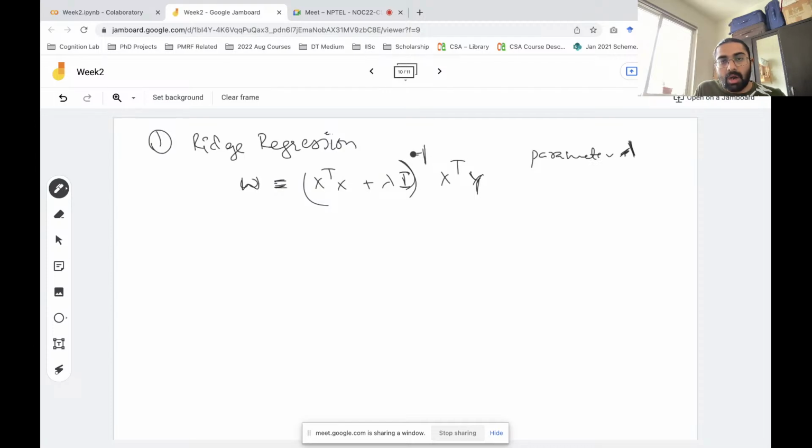So how does it help? You said adding it makes it somehow invertible. Why, and what are the constraints on lambda? Can I use any lambda? Can lambda belong to the real number line? No, lambda is greater than 0, so lambda belongs to R plus. So why does it make it invertible? What is the idea here?